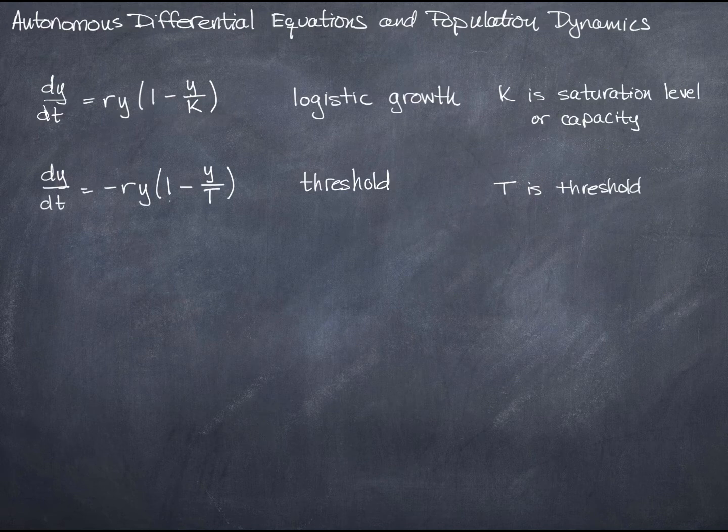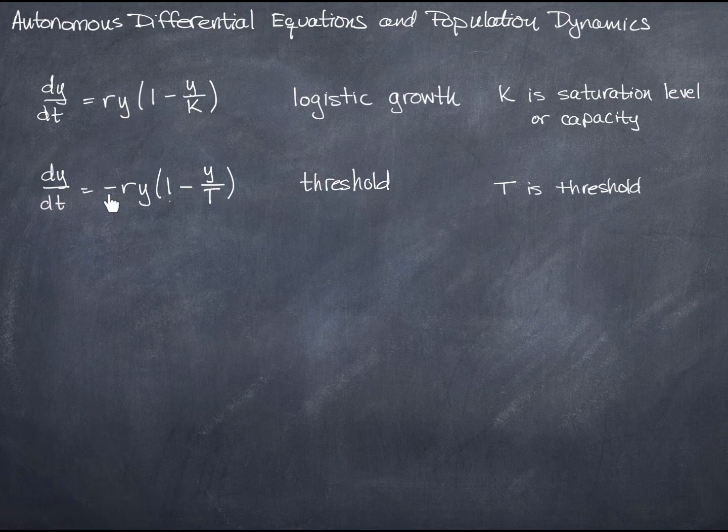So far in this section, we've talked about logistic growth and something called threshold. In logistic growth, we have an equation that looks like this. Notice that I've moved the R from here over to this side. I think it's tidier. In this equation, K represents the equilibrium solution, one of the equilibrium solutions, but specifically it represents saturation level, or what we've been calling carrying capacity. In this equation, it looks exactly the same, except I've exchanged the K for a T and I've put a negative in front of the R, and the T represents something called threshold.